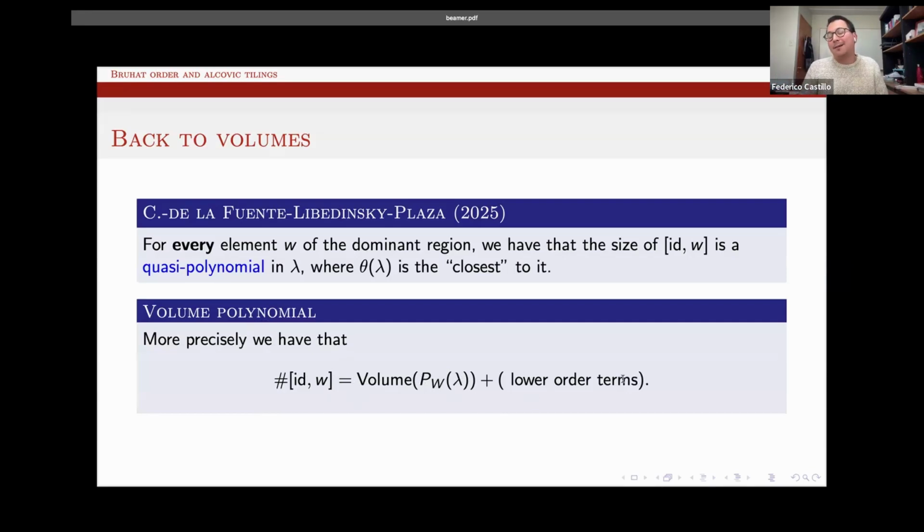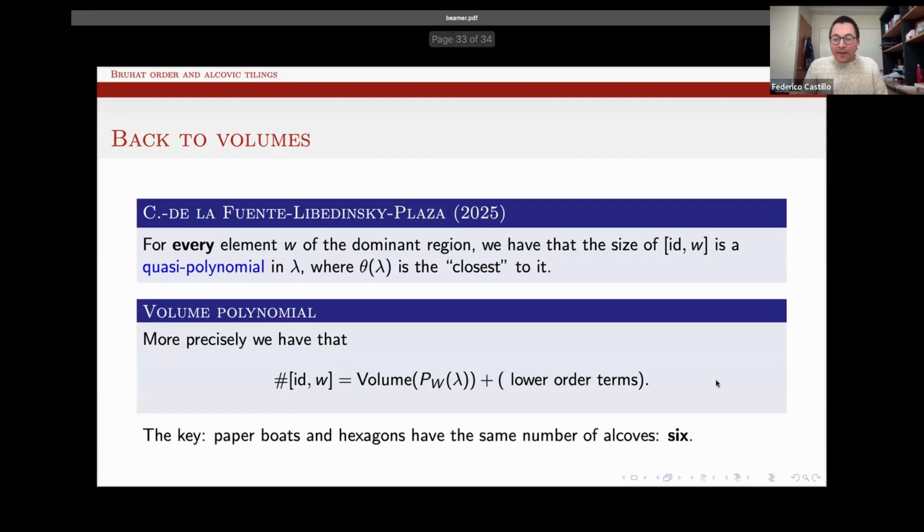These lower order terms are things that right now we really do not have much control over, but it's kind of nice to know that at least the largest degree is controlled by the volume of the polytope, just as in the previous case. And this sounds kind of like, okay, we use Ehrhart theory, and it's known that the top part is the volume, but still there is something else behind all of these things, and something key is that these paper boats that we defined and the hexagons have the same number of alcoves, 6. So somehow generically things count for 6.